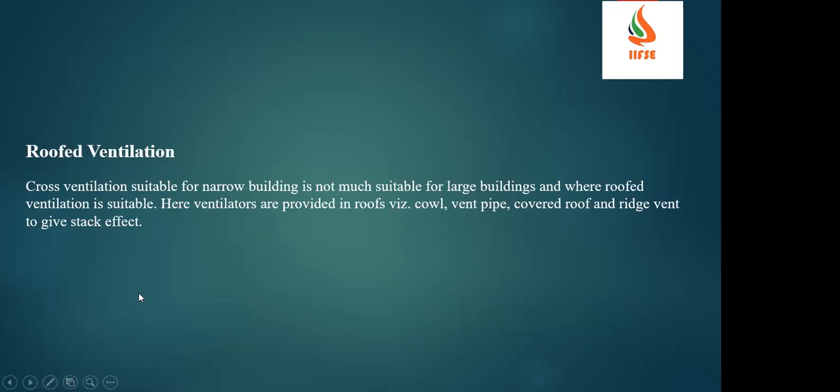Now, cross ventilation is suitable for narrow buildings and not much suitable for large buildings, where roof ventilation is suitable. For a small workshop, cross ventilation is well suited. If it is a big industrial building, they go for roof ventilation. Here the ventilations are provided in the roofs, such as crawl vents, vent pipes, curved roofs, rigid vent pipes, or stack vents. We'll see what the different types of roof ventilation are.